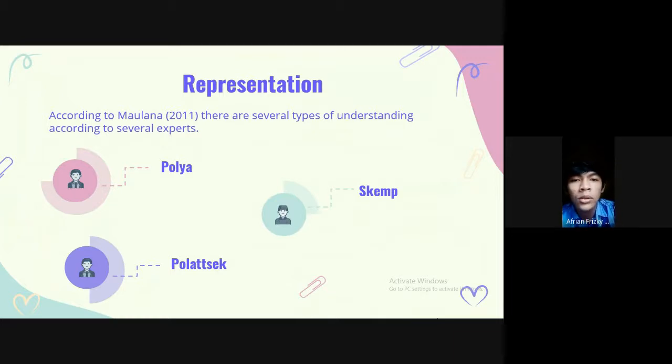And we also have other experts here. The name is Polatz. Polatz divides understanding into two types. The first is computational understanding, and the second is functional understanding. And the last expert here is Skemp. Skemp distinguishes two types of understanding. The first is instrumental understanding, and the second is relational understanding.